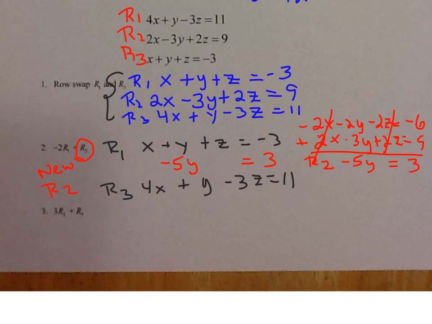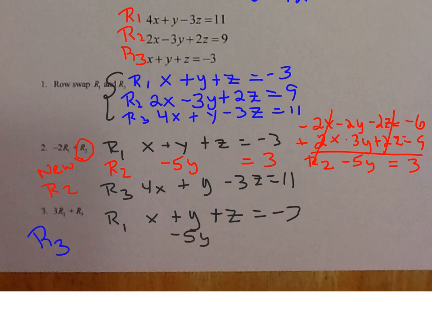Now what I want to do is multiply row 2 by 3 and add it to row 3, which means I'm going to get a new row 3. So if I get a new row 3, that means row 1 is going to stay the same. So row 1 is x plus y plus z equals negative 3. And row 2 is going to stay the same, which is negative 5y equals 3.